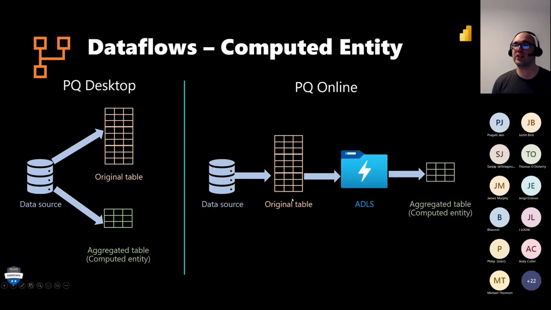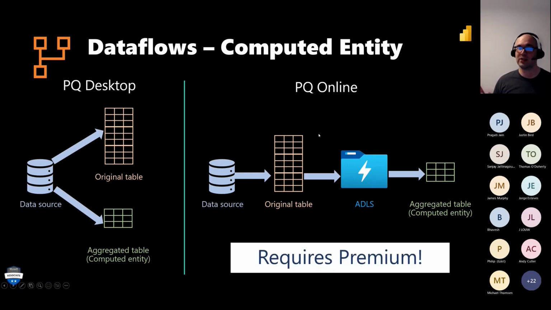On the other hand, it's different with data flows. The original query, in our case, that would be this huge fact table, will be populated directly from the data source. And then after that, it will be loaded into the Azure Data Lake and stored there as a CDM format. Then the next query, which is the computed entity, will target this one from the data lake and not the original data source. Once again, keep in mind that at this moment, creating computed entities is not supported in the shared capacity. So you need to have some kind of premium license, either per user or premium per capacity.